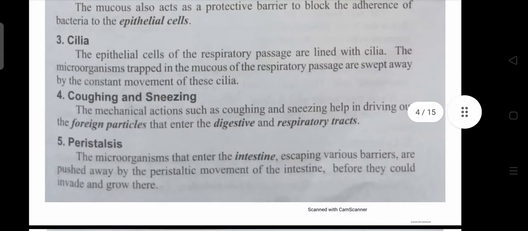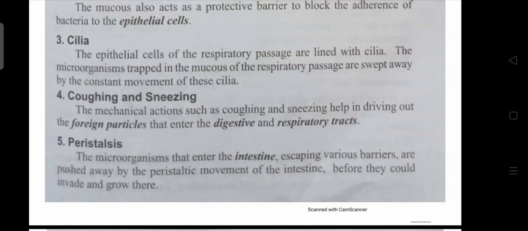Then the fourth one is coughing and sneezing. Coughing and sneezing, we all know, are mechanical actions which help in driving out the foreign particles that enter the digestive or respiratory tract. They help our body drive out the foreign particles.